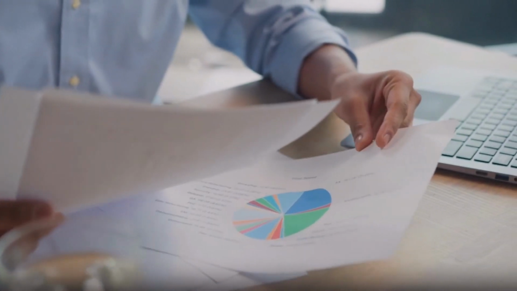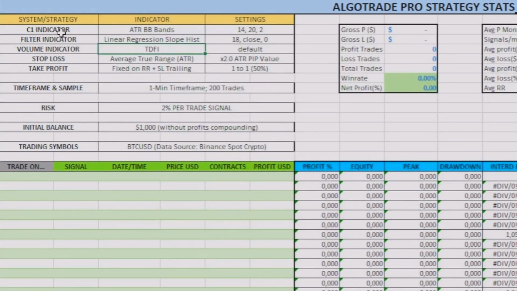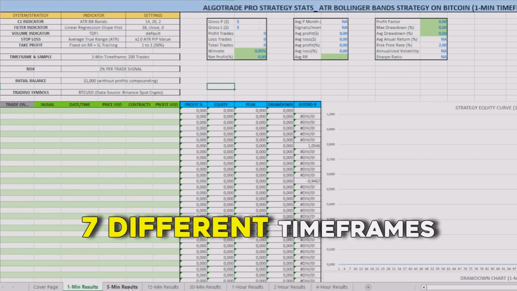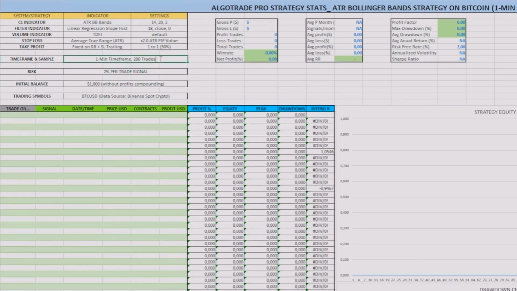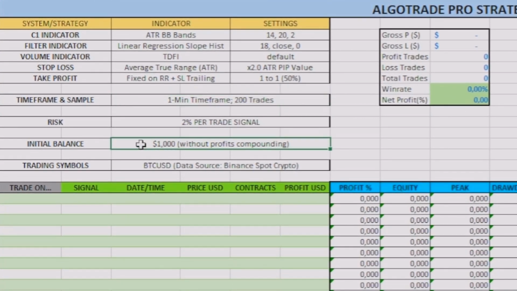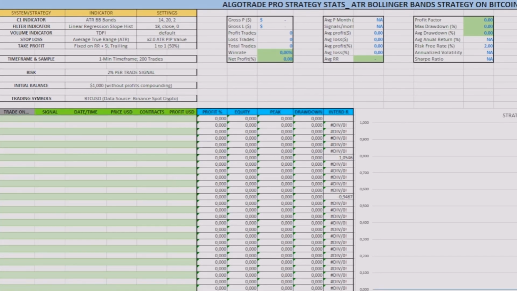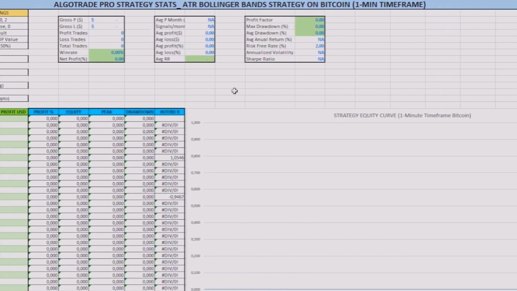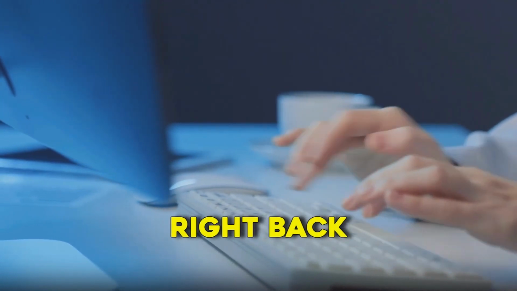Let's now jump to the analysis of this strategy. Here I have a new trading journal that I will use to study the statistics of this special Bollinger Band system, and these are the conditions I will use. I will perform the backtest on 7 different timeframes from the Bitcoin chart until I have about 200 trades per timeframe. The initial capital will be $1,000 with a 2% risk per trade without compounding the potential profits, and I will insert every trade on this Excel to discover every statistic and ratio about it, and also to see what the equity chart looks like. I will perform this work and I will be right back.